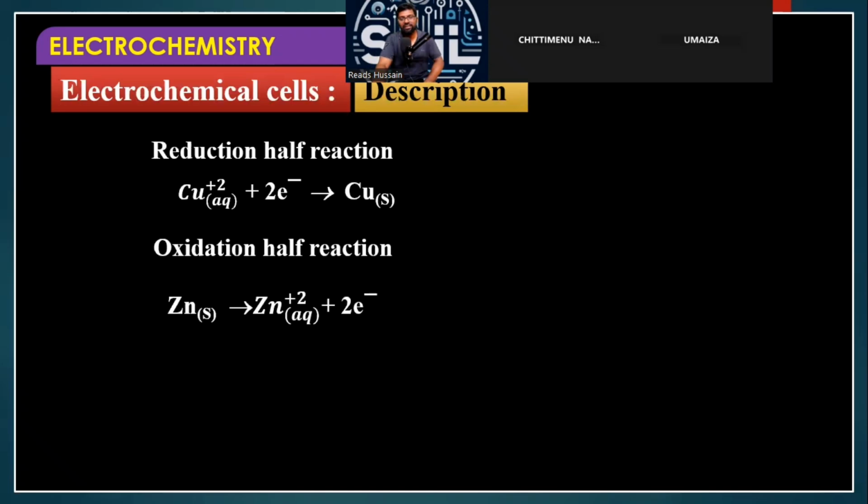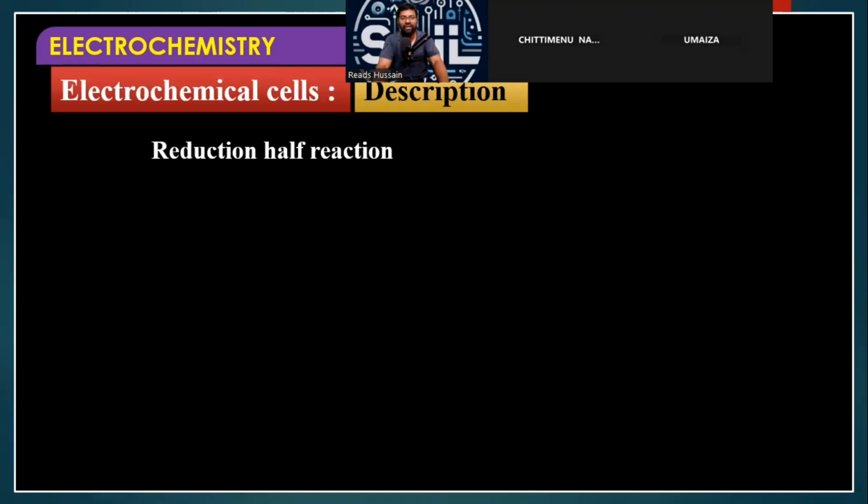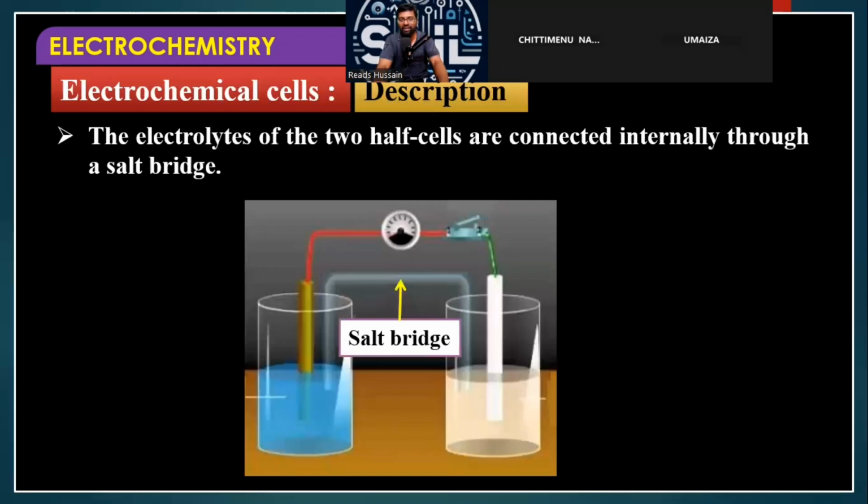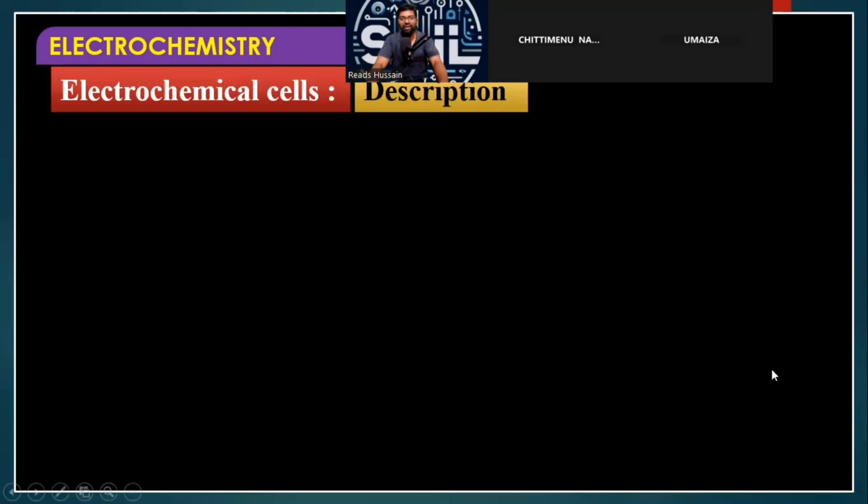Next, what are the reactions taking place in a galvanic cell? Actually, in a galvanic cell, two reactions take place, as I said already: a reduction reaction and an oxidation reaction. Reduction takes place at the cathode, where copper is dipped in copper sulfate solution. Oxidation takes place at the anode, where the zinc rod is dipped in zinc sulfate solution.